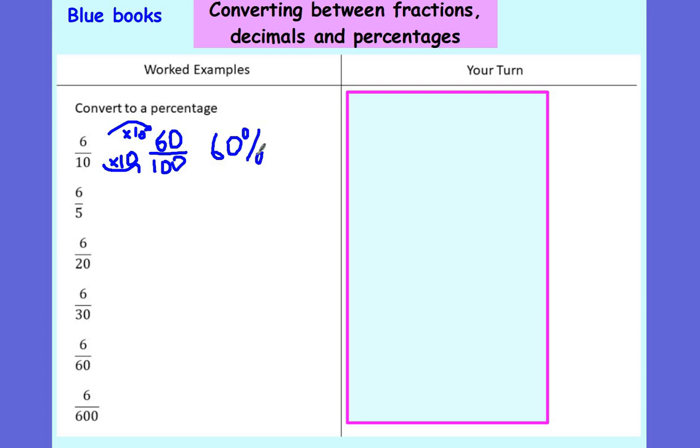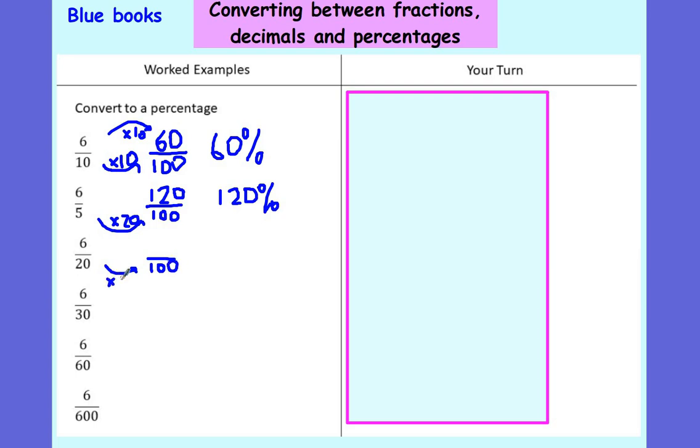The next one I've got is 6/5. Now 5 times what gives me 100, Xander? 5 times 20 gives me 100. Do the same to the top. 6 times 20 is going to give me 120. So 6/5 is actually 120%, which we shouldn't be surprised by, as 6/5 is above 1 and 1 would be 100%.